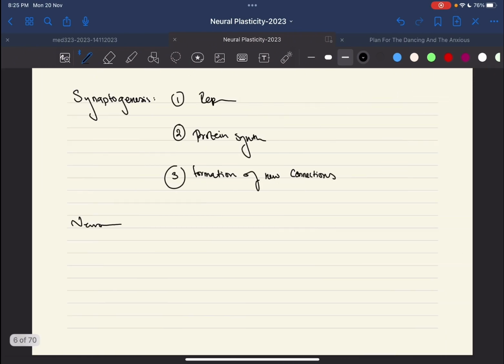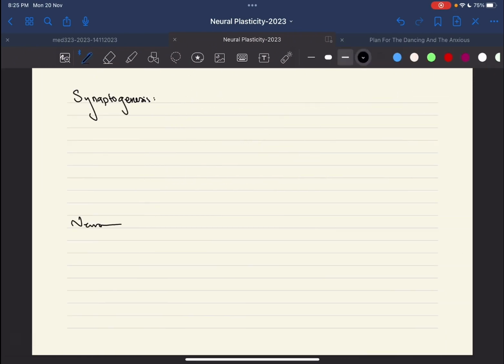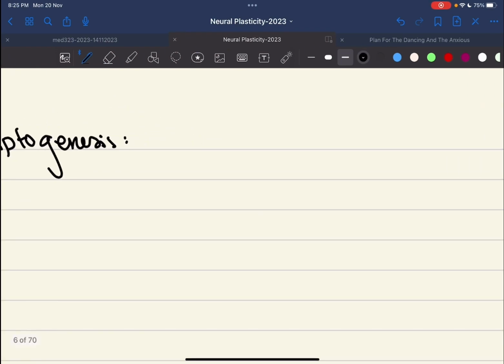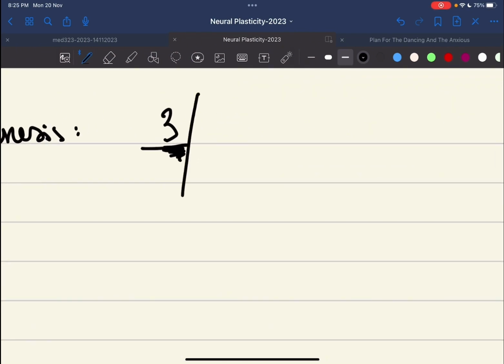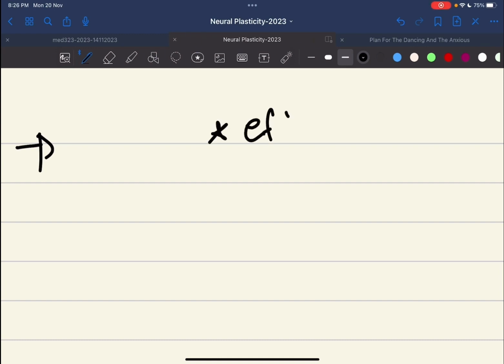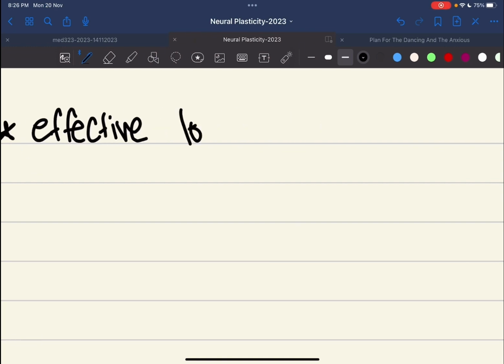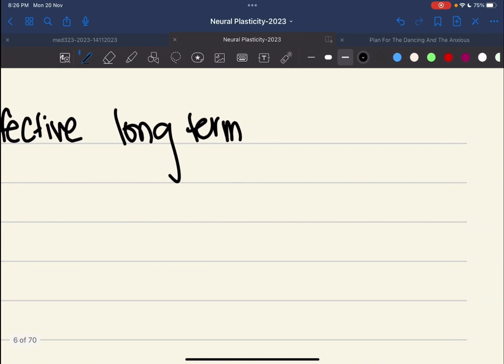Okay, so let's dive deeper into how synaptogenesis actually happens. There are three main steps that occur before a new connection can happen. Three or two, I mean, depending on how you see it. So first of all, you need a repeated, long-term, effective stimulus, something that is remarkable enough for your brain to remember and retain. So the first thing you need is effective, long-term or repeated, again, stimuli.